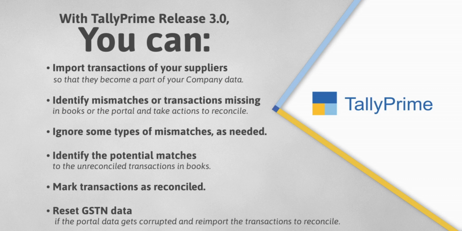TallyPrime also ensures that if there are mismatches or transactions that are missing in books or portal, then you are aware and can take actions to reconcile as needed. Further, you can choose to ignore some types of mismatches such as presence of prefix or suffix, special characters, and others. What's more, the report also recommends the transactions in your books that match the transactions of your suppliers with some difference as potential matches. Therefore, you can mark such transactions as reconciled.